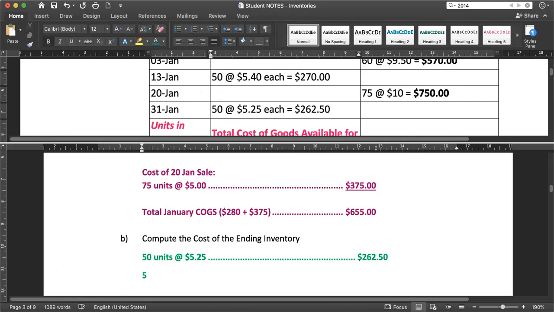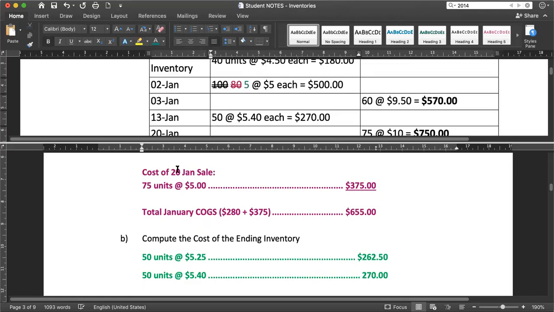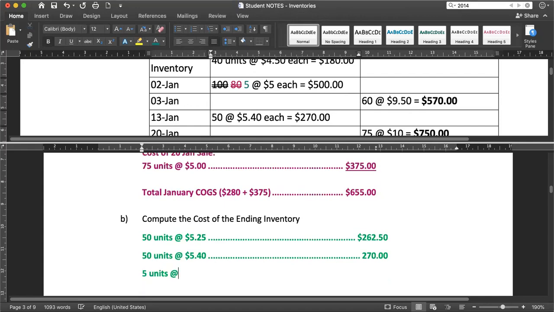All right, so now we have another 50 units, but those units were purchased at $5.40. So I'll have 5.40, and that will give us $270. It's 0:30. Okay, sorry. You can see I'm in the middle of the night trying to do this. And then the final thing that was not sold are these 5 units at $5 each. And 5 times 5 is 25.